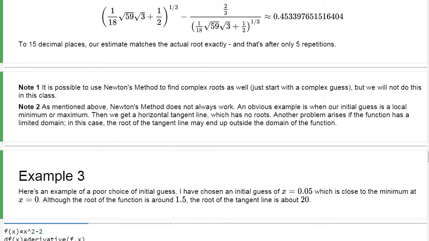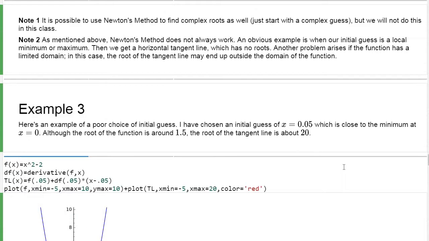If the function has a limited domain, then it's possible that the tangent line might cross the x-axis outside the domain of the function. And when that happens, you can't continue the process. It breaks down. So you have to be fairly careful choosing your initial guess. It doesn't have to be perfect, but there are some requirements.